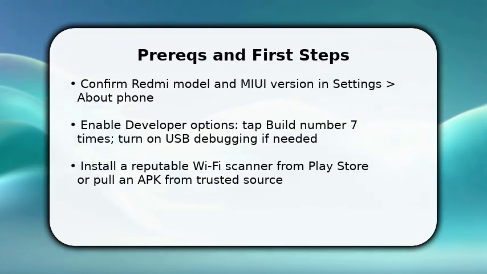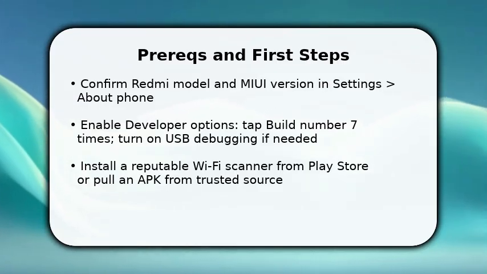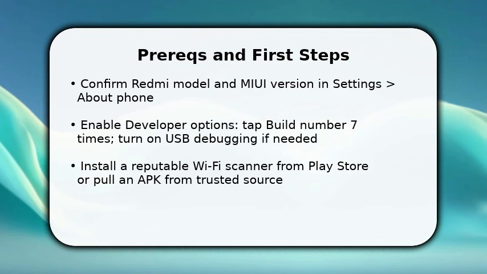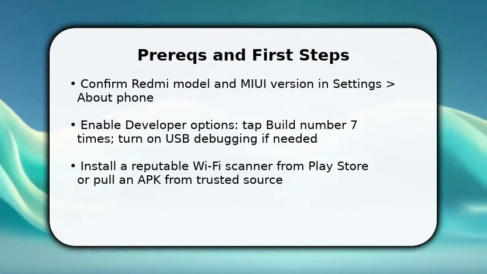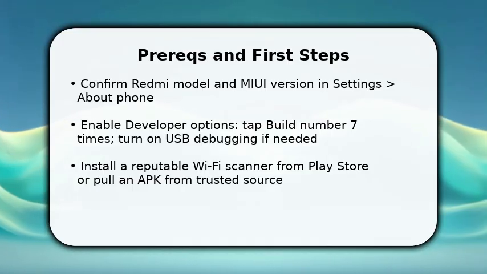Next, install a trusted Wi-Fi scanner app from Google Play or sideload a vetted APK, because the right app determines available features like channel graphs and signal logging. You should now have the app installed and permissions requested, so open it and grant location and nearby device access.